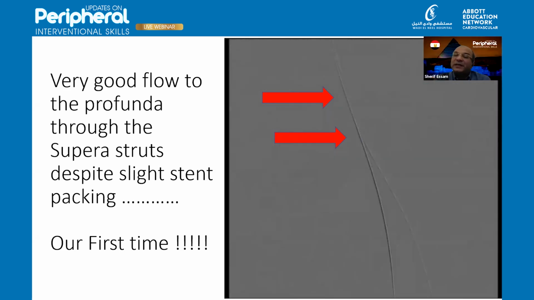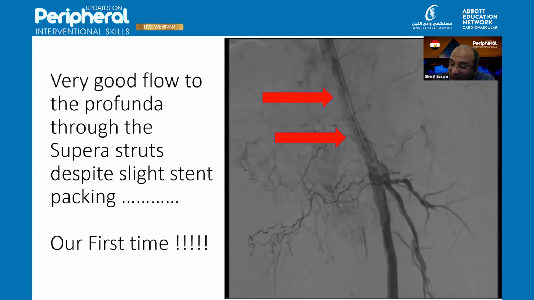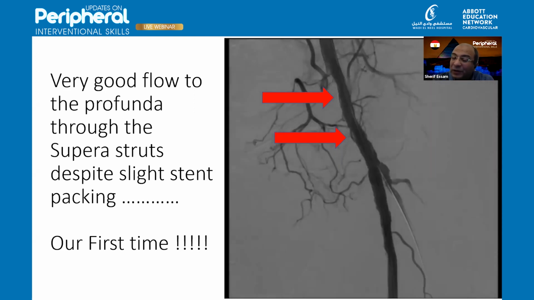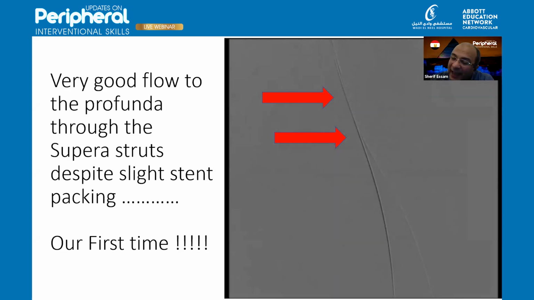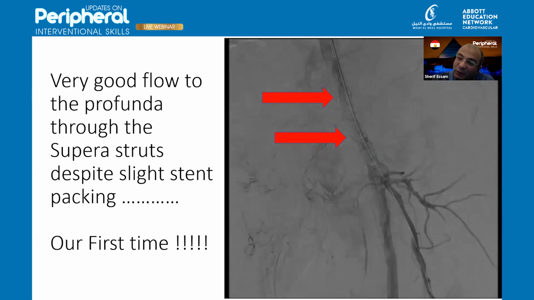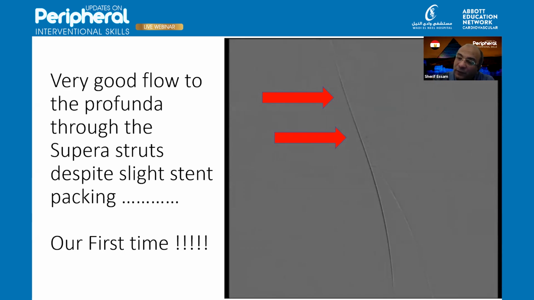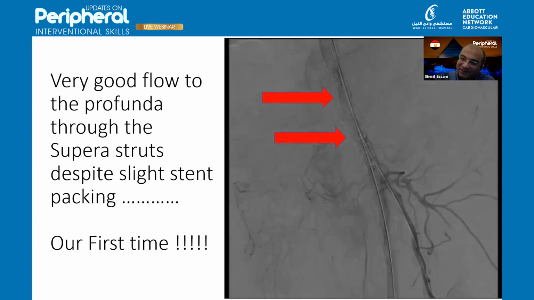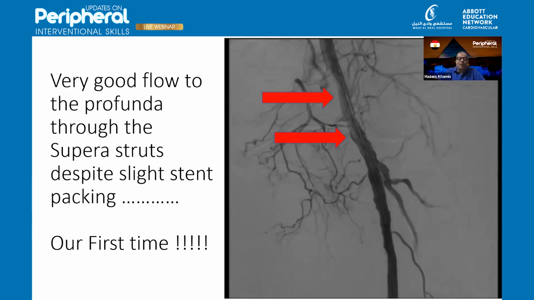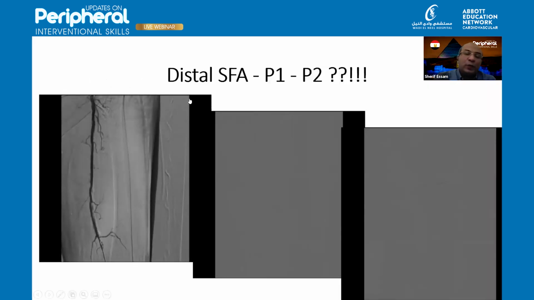Good, and one more point is that this packing in this particular point came coincidentally with the bifurcation, and despite the bifurcation being heavily packed with the stent, still this did not affect the flow in the profunda femoris artery, as you can see. Okay, okay, Sharif.